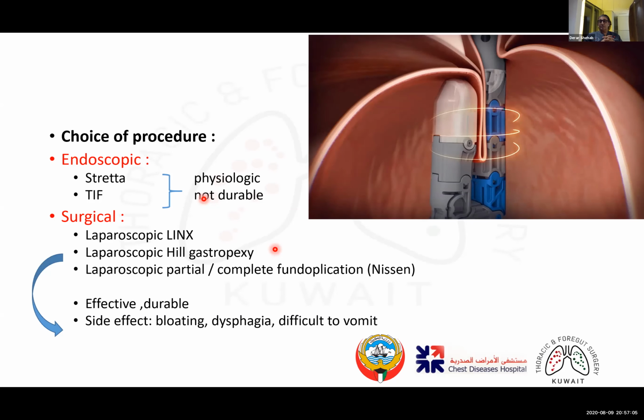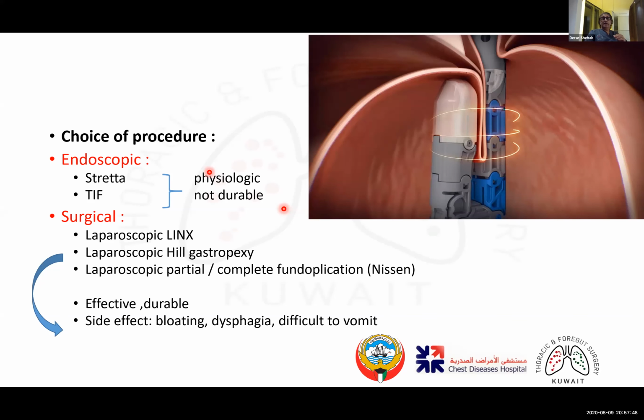So for the choice of procedures, we have endoscopic and surgical treatment for GERD. Endoscopic treatment, there are two in the market now, the Stretta and TIF. TIF stands for transoral incisionless fundoplication. Although the data are not very encouraging, especially for Stretta, it's there and a lot of people use it. Both techniques are physiological repair, but they are not durable, or at least we don't have the long-term data for those techniques.